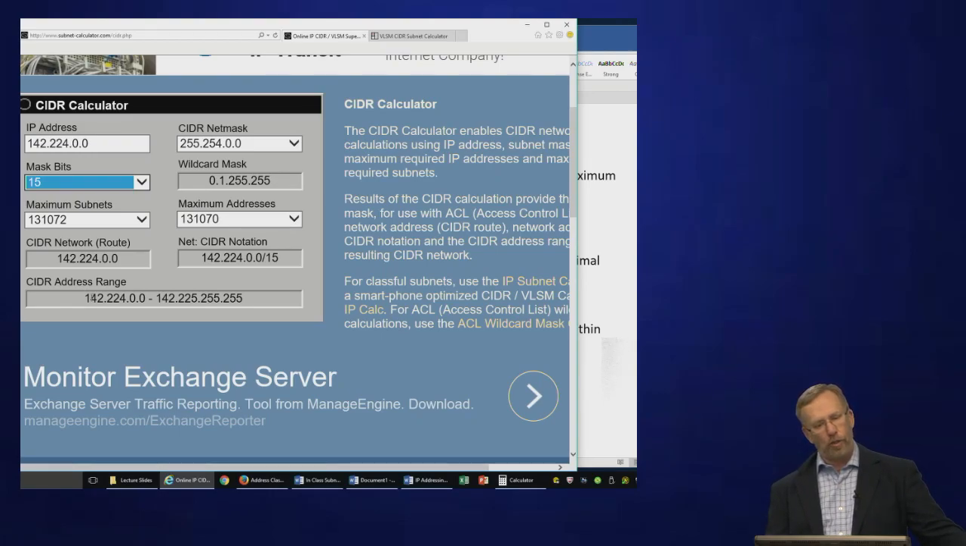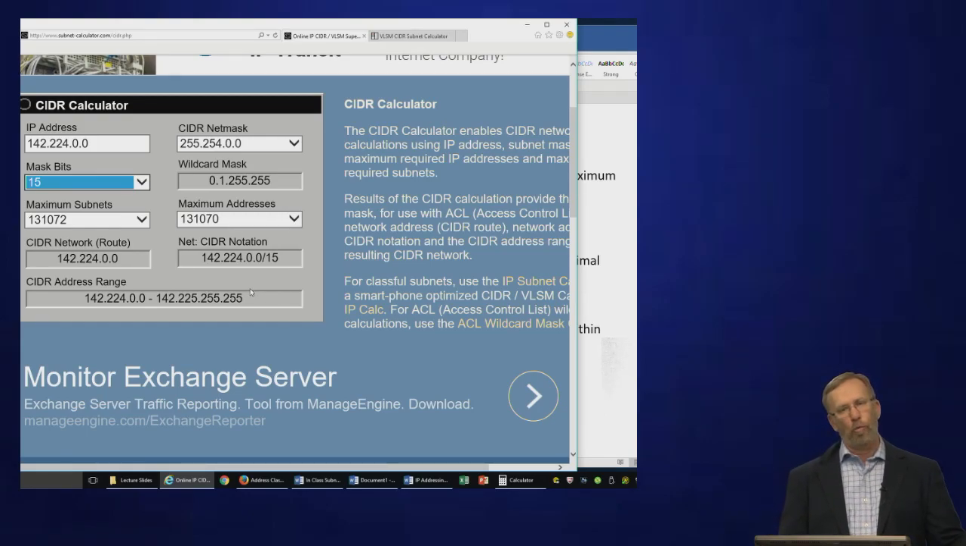So it shows us that our address range goes from 142.224.0.0 to 142.225.255.255, and that matches what we put in our table in the assignment. So we've got good data there, and we could use this subnet calculator, provided we give it the right inputs. It might be better if we had another subnet calculator that would give us all of the subnets.